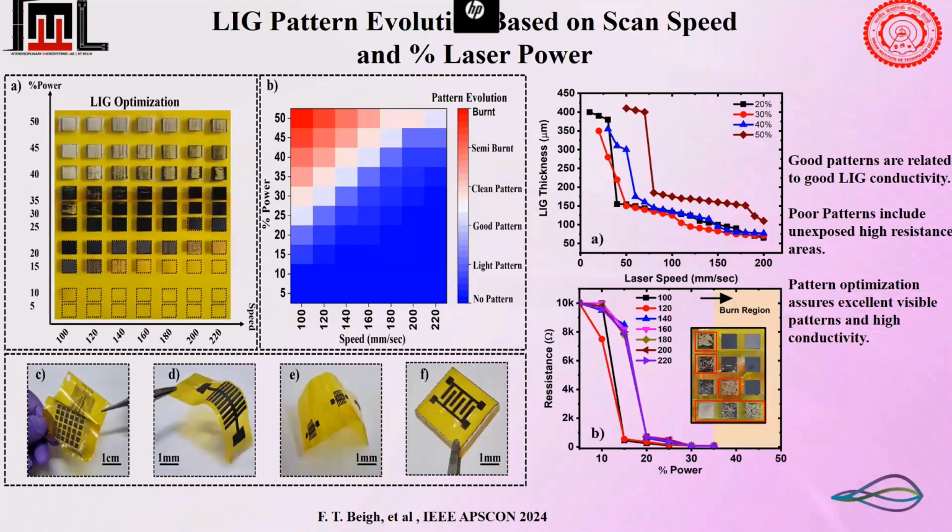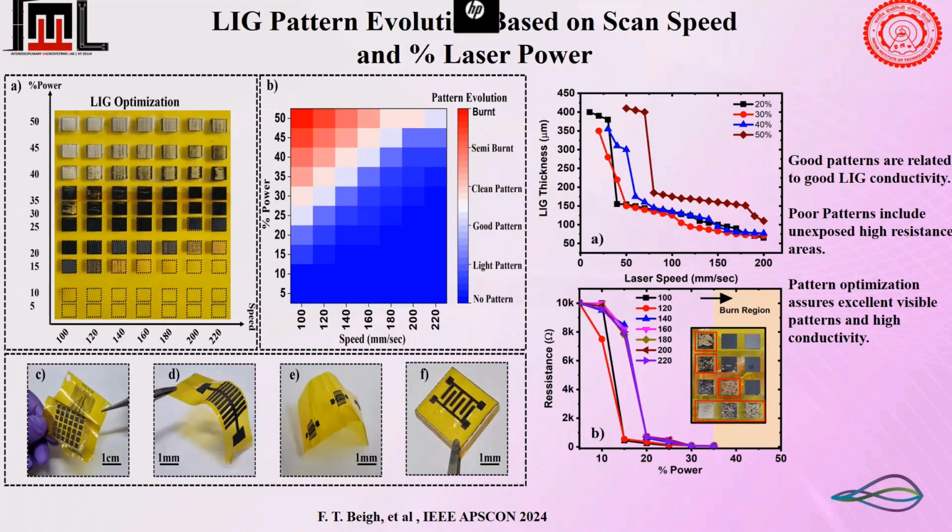So this is the effect of laser power and the scanning speed. You can clearly see that good patterns are related to good LIG conductivity, and it was related to the thickness of the graphene that was grown. But it does not continue if you keep increasing power continuously. There is a limit, and you need to control both together. You can see clearly that at higher speed and lower power, the graphene formation will never happen. You will only get a lighter pattern with lesser conductivity.